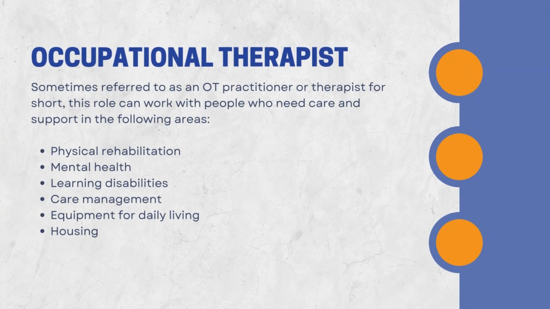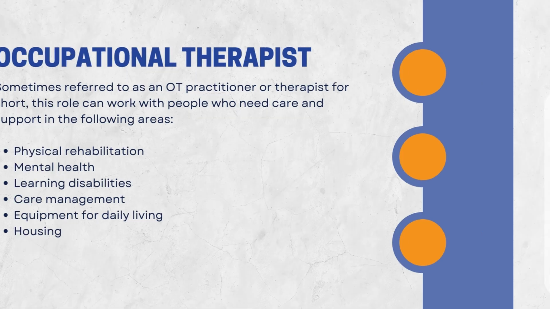Occupational therapist. Sometimes referred to as an OT practitioner or therapist for short, this role can work with people who need care and support in the following areas: physical rehabilitation, mental health, learning disabilities, care management, equipment for daily living, housing. You would work with people to overcome the effects of their disability, and assess what treatment or equipment is needed to increase their independence. This could be physical treatment to improve their mobility, or advising on equipment they need or the design of people's houses. For example, you would give advice to housing departments for a person who uses a wheelchair.